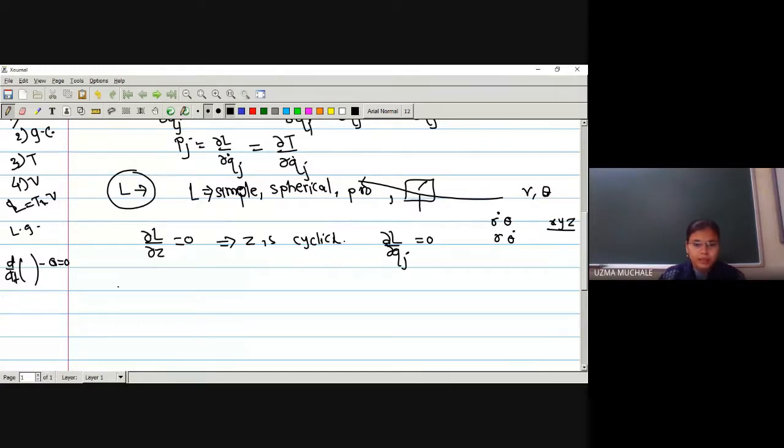Right? So these are the definitions we have seen, of the cyclic coordinate and the relation between generalized momentum and generalized coordinate. And this is what a cyclic coordinate is. The coordinate which is absent in the Lagrangian is called a cyclic coordinate.